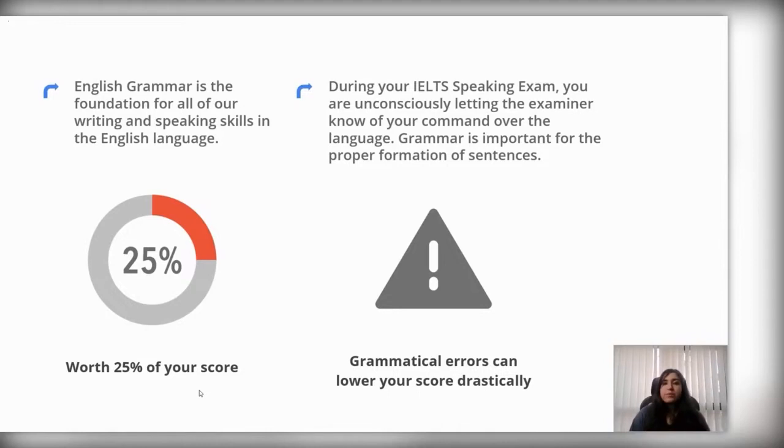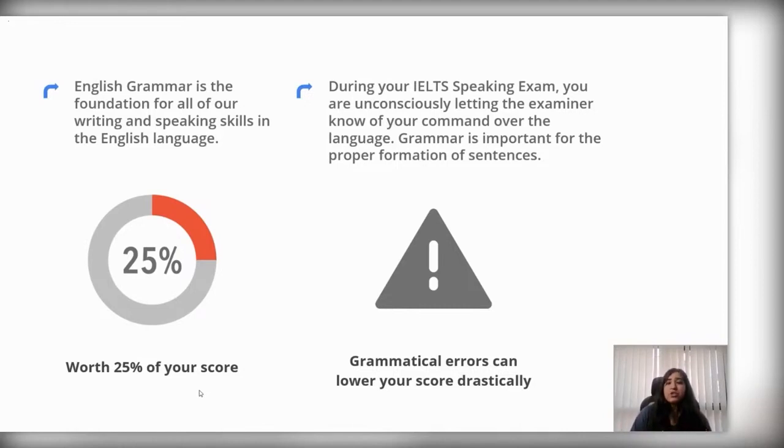So if there are some mistakes, the examiner will be able to understand that, okay, there's a bit of a mistake going on here. So that's why it's important to practice your speaking skills and especially your grammar, and why it's also part of your score. Now, as you can see in the left corner, grammatical range and accuracy is worth 25% of your score. So it's what you're going to be scored on.